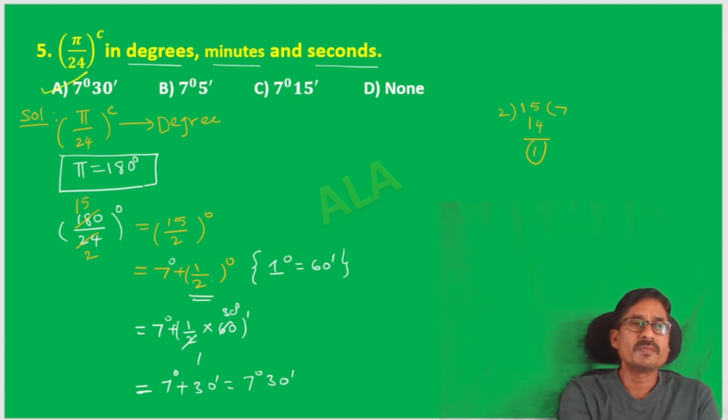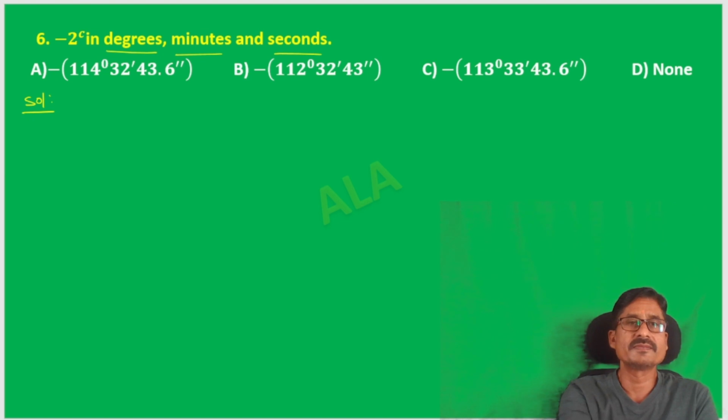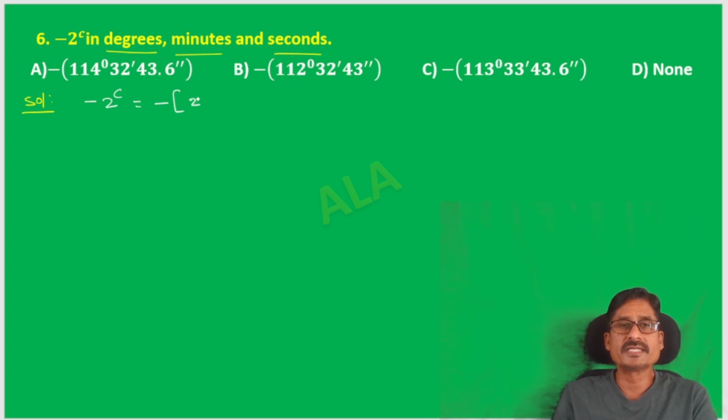And second problem, minus 2 radians convert into degrees, minutes and seconds. Given what here? Minus 2 radians. That I write like this, minus of 2 radians.